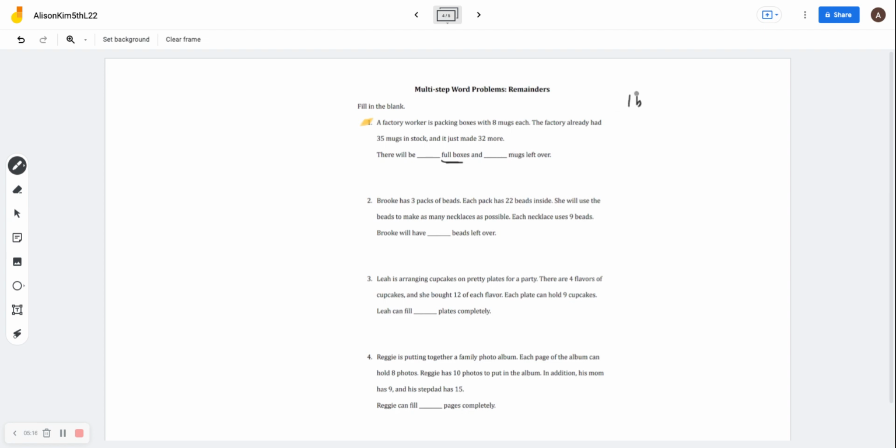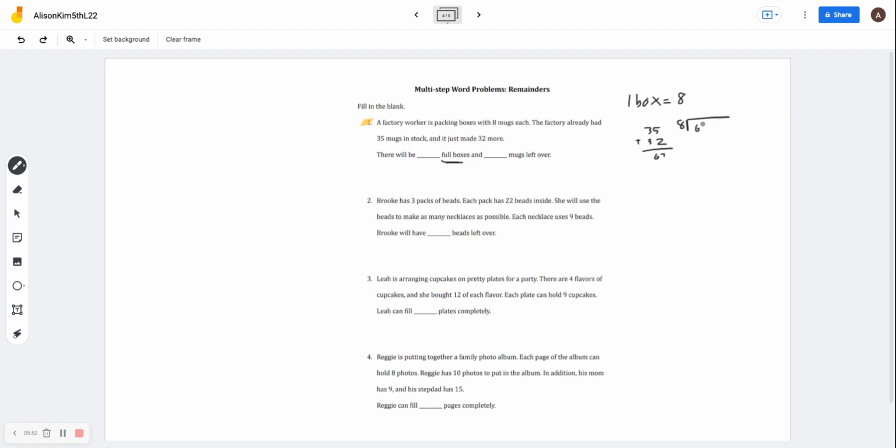So one box equals 8 mugs, right? And it says the factory already had 35 mugs, but then it just made 32 more. So in order to have the total number of mugs that the factory had, we're going to add 35 and 32. So 35 plus 32 gives us 67, right? And then once again, each box can only hold 8 mugs. So we're going to divide 67 by 8.